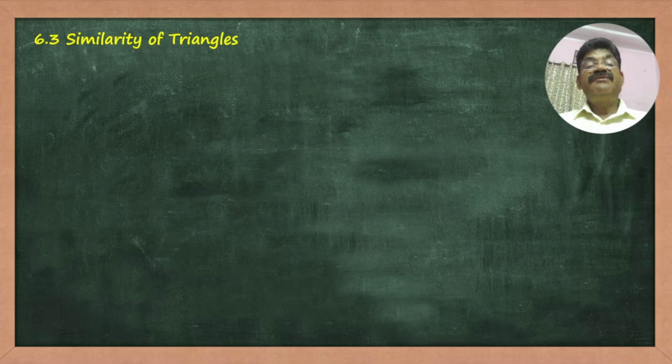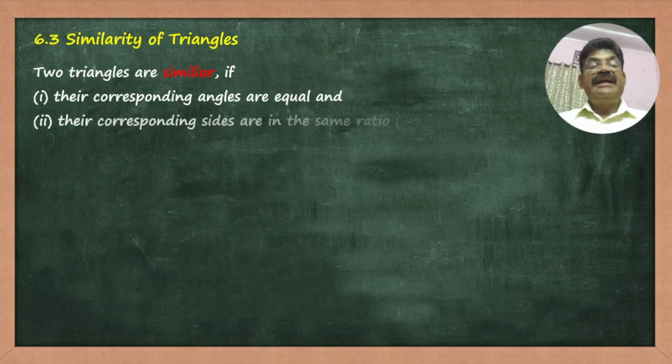Now, similarity of triangles. So far we discussed the similarity of polygons. Now we restrict ourselves only to triangles. Similarity of triangles. So the same condition we apply here. Two triangles are said to be similar if number one, their corresponding angles are equal, and number two, their corresponding sides are in the same ratio or in same proportion. So the same definition is mentioned here for triangles also.